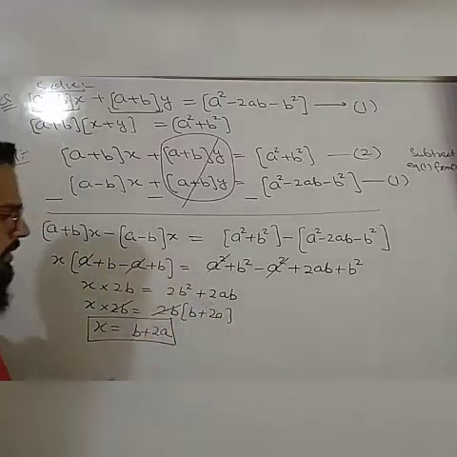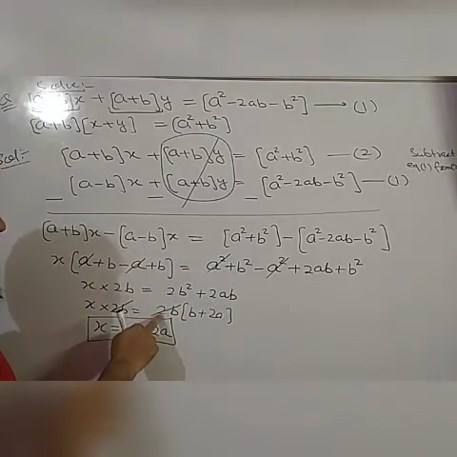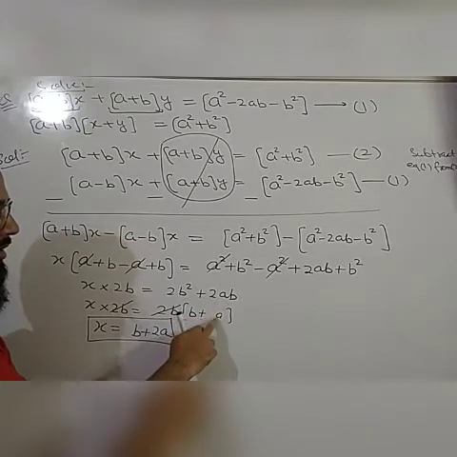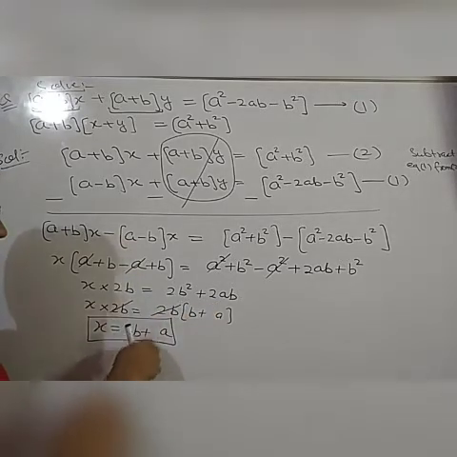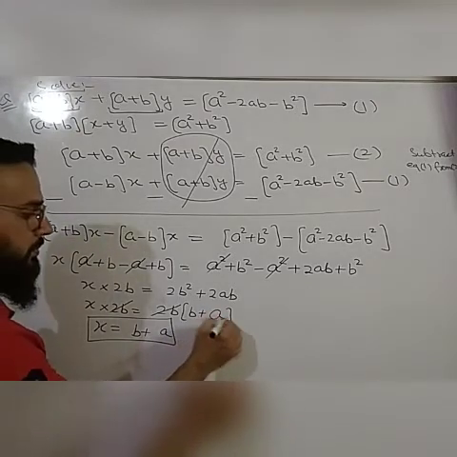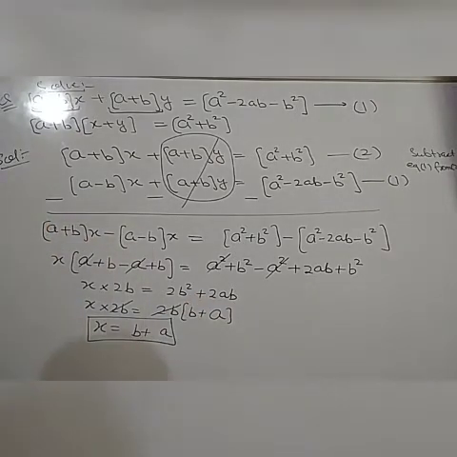Here is a mistake. When we take 2b common, then x is b plus a. 2 is already common. So the answer is x is equal to b plus a. Okay, clear it? Correct your answer. x will be equal to b plus a.